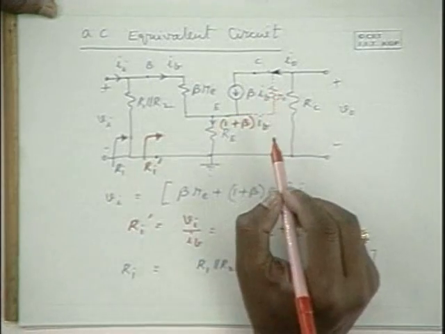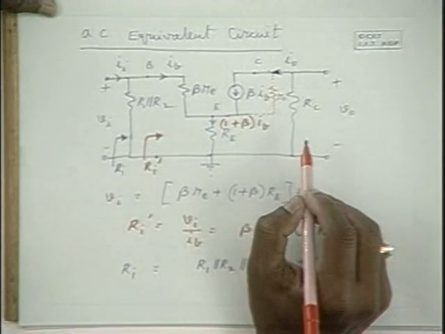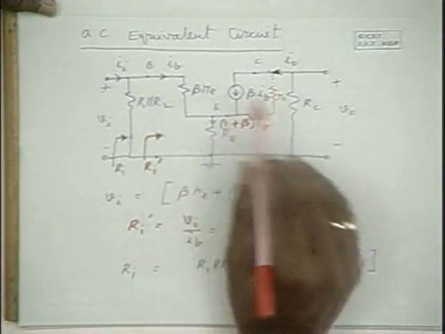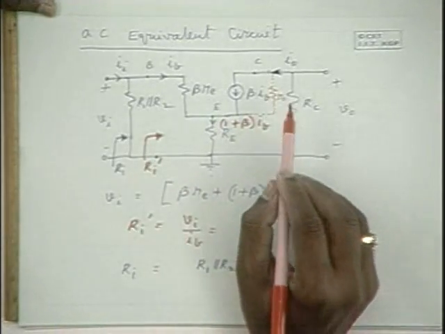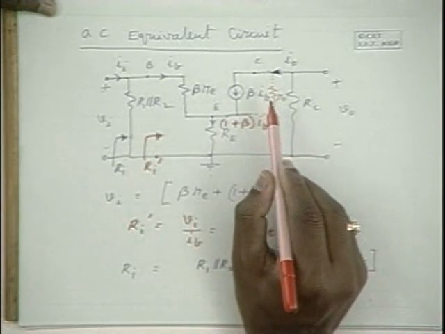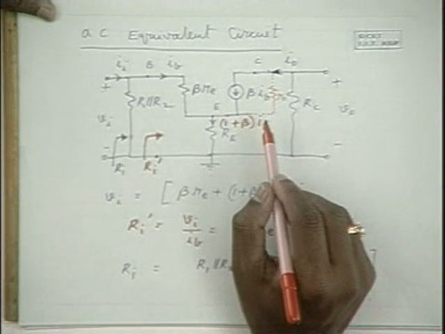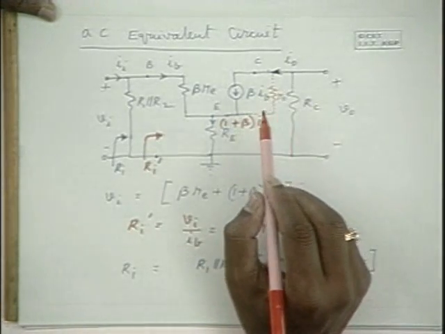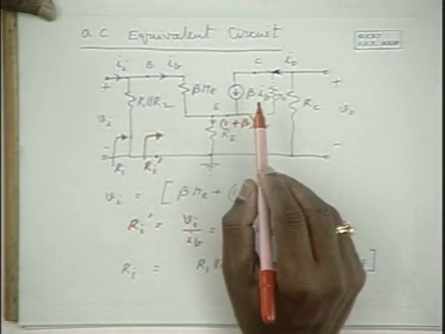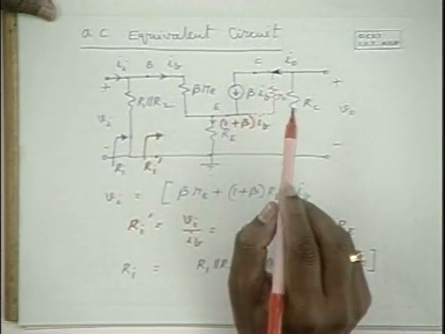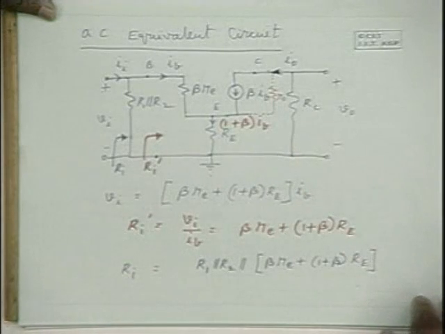When R naught comes into picture, the output impedance changes and the expressions for the current gain, voltage gain, etc. also change. I'll give this problem as an assignment to you: solve this problem with R naught included. That means obtain accurate expressions for the voltage gain, current gain, input impedance and output impedance of a common emitter amplifier with self-bias circuit.